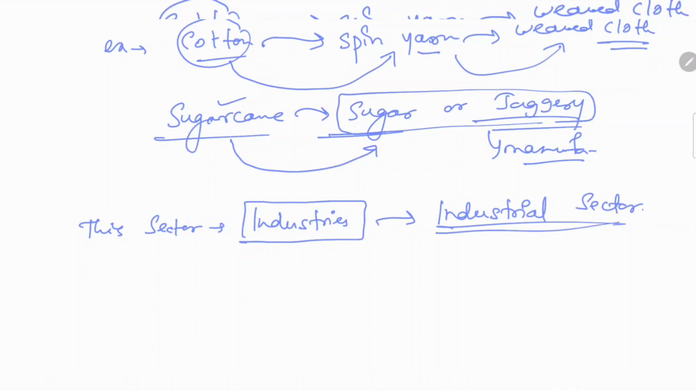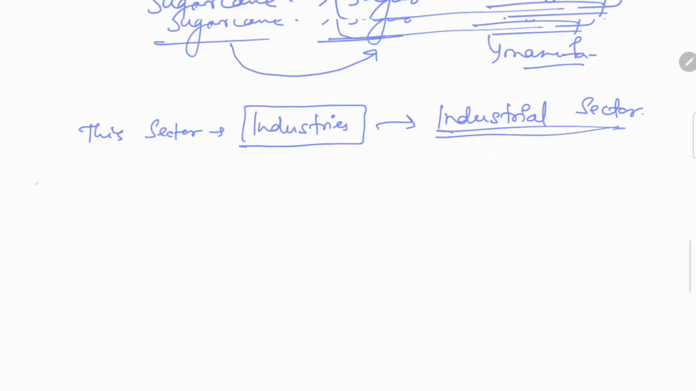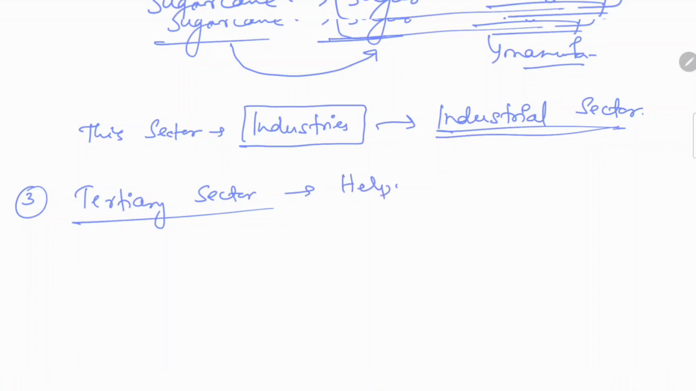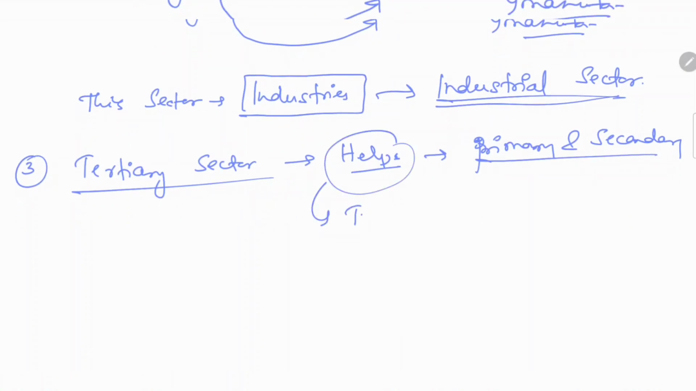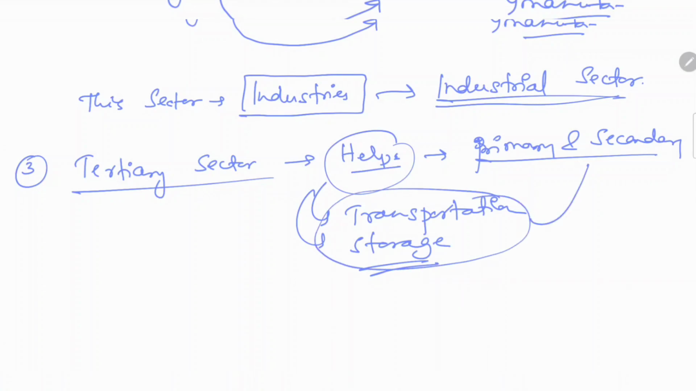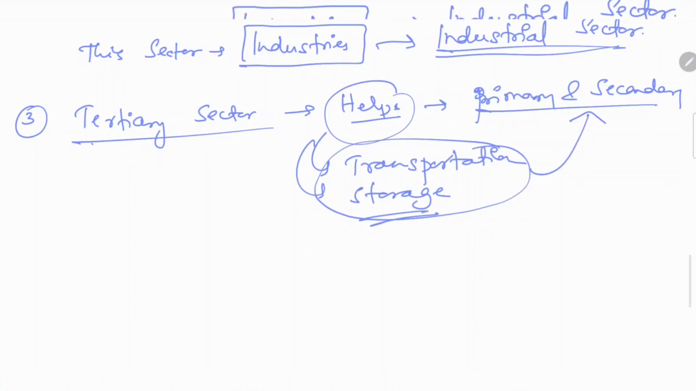Moving on, the third type is the tertiary sector. The tertiary sector is the one which helps our primary and even secondary activities. What kind of help will it do? Help such as transportation, or storage of natural products. All these services help the primary and secondary sectors, and these are called tertiary ones.